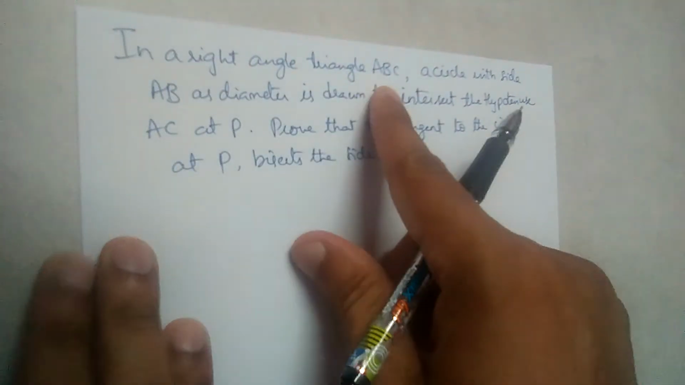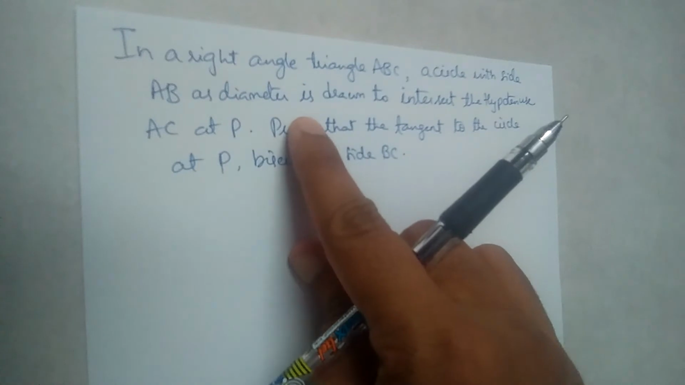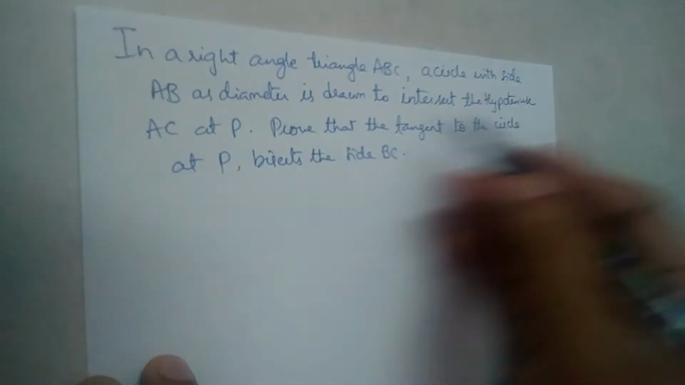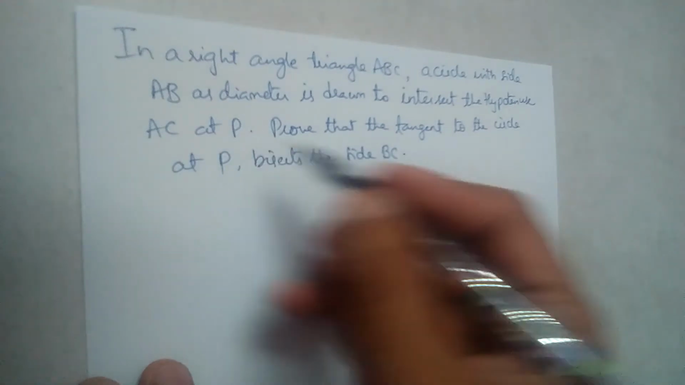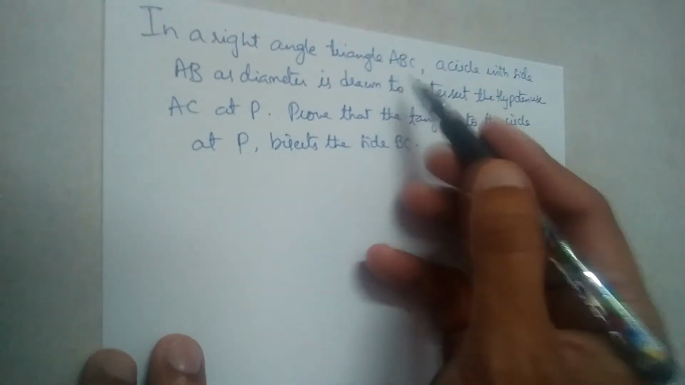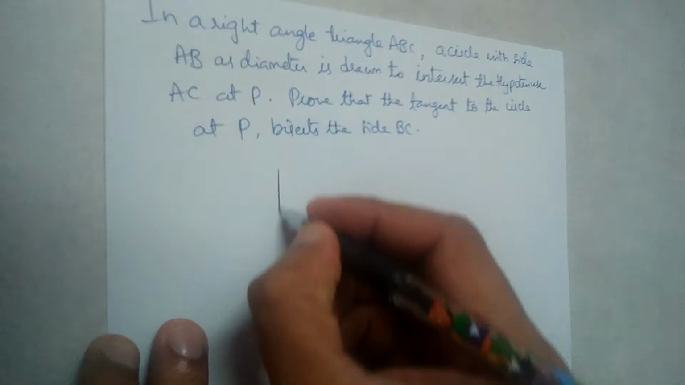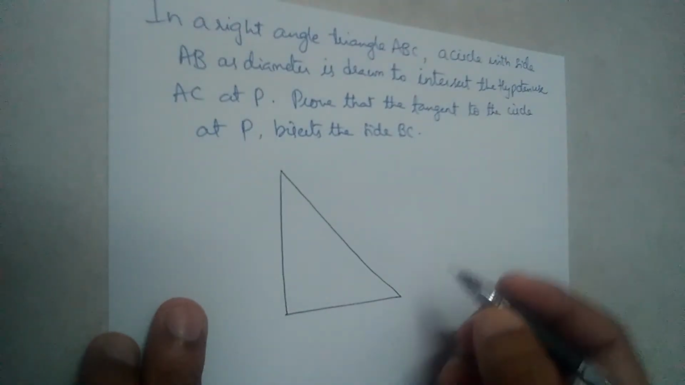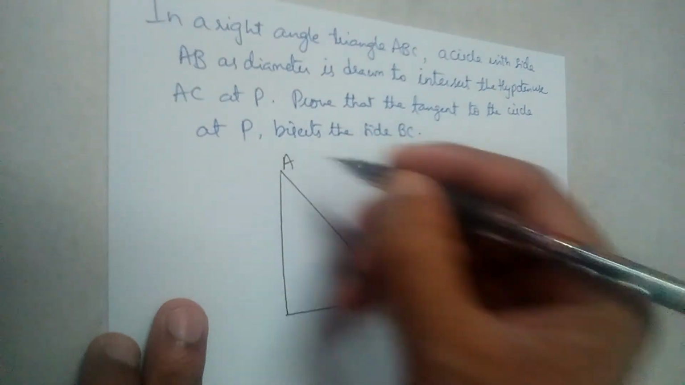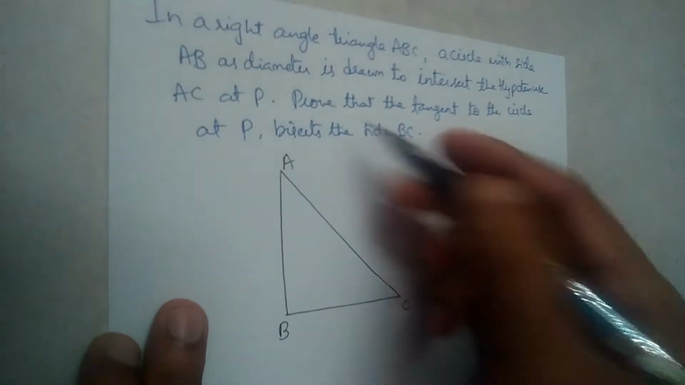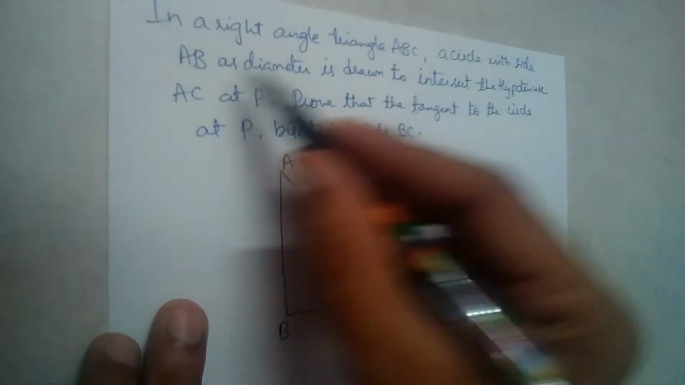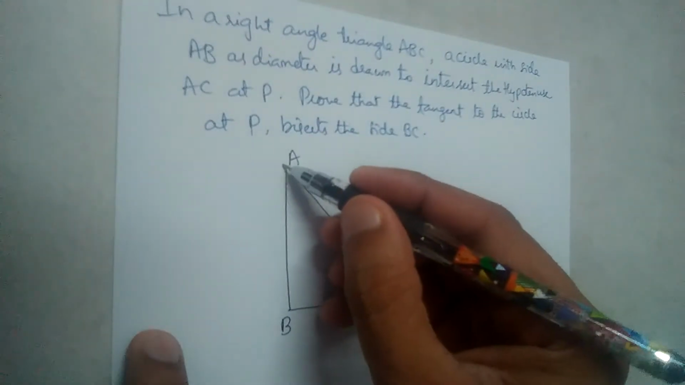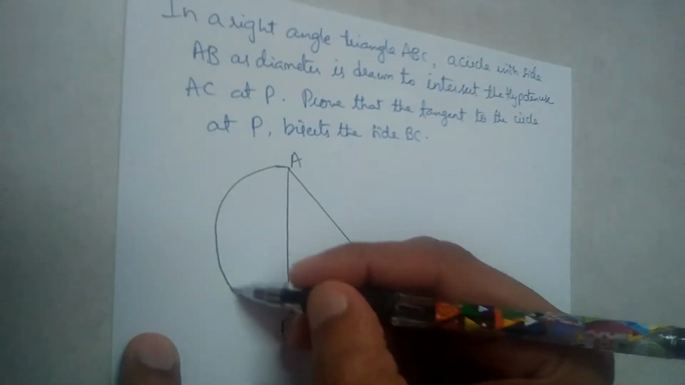In a right angle triangle ABC, a circle with side AB as diameter is drawn to intersect the hypotenuse AC at P. So there is a triangle ABC which is right angled. Let me draw a right angle triangle. So A, B and C, and there is a circle drawn with AB as diameter. So this is AB, so there is one circle.